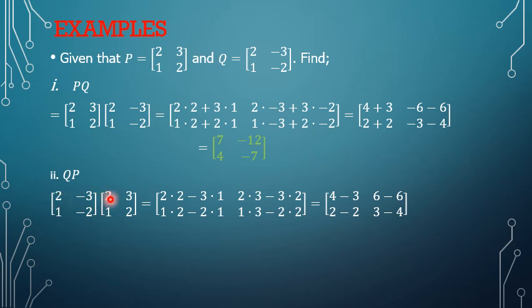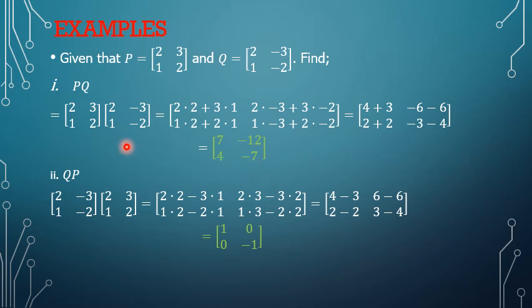Then it will be 2 times 3, you get 6, plus negative 3 times 2, you get negative 6. That will be 6 minus 6. And then it will be 1 times 2, you get 2, plus negative 2 times 1, you get negative 2. You end up with 2 minus 2. And then 1 times 3, you get 3, and then negative 2 times 2, you get negative 4. You end up with 3 minus 4. When you add them together, 4 minus 3 is 1, 6 minus 6 is 0, 2 minus 2 is 0, and then 3 minus 4 is negative 1.